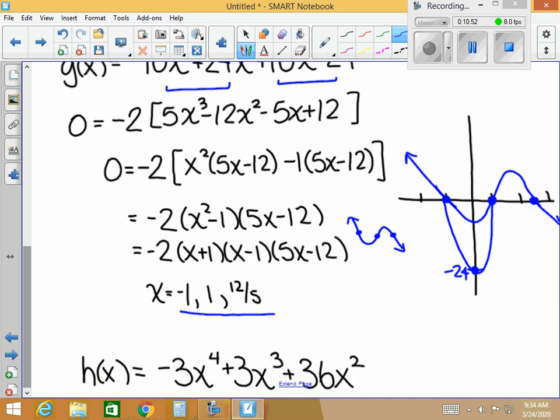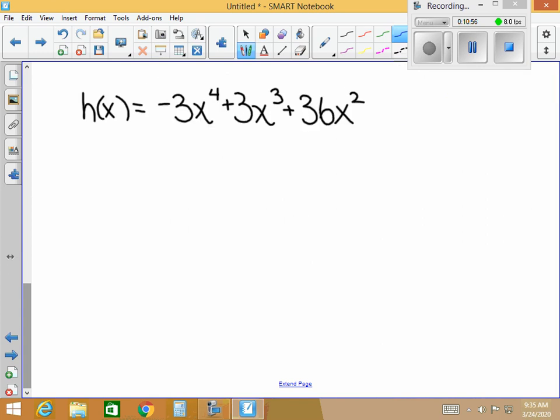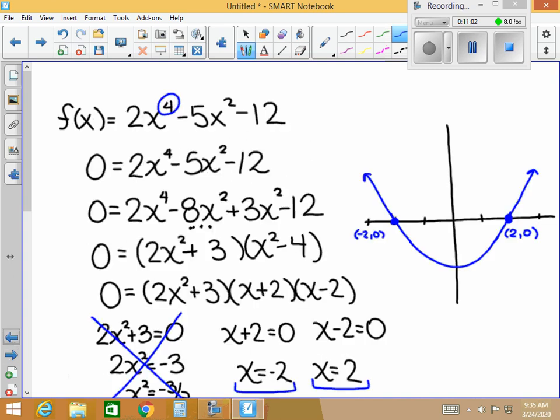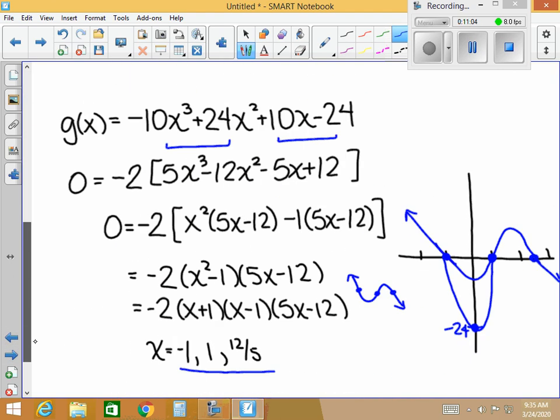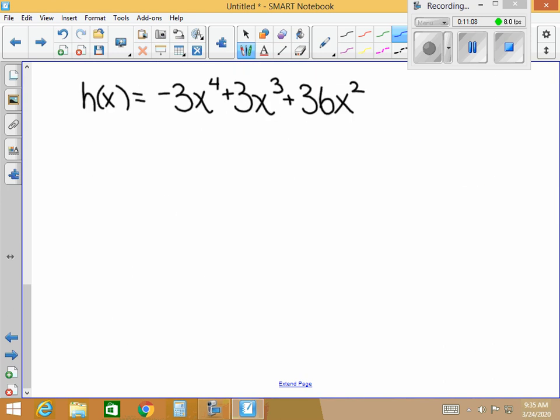On each of the rest of the polynomials, I've got h here on this page, and then I've got k and q and all of the rest of them. Go ahead and do what we just did for each of the rest of those, and then turn it back on and see if you found your zeros correctly and have your sketch done correctly.